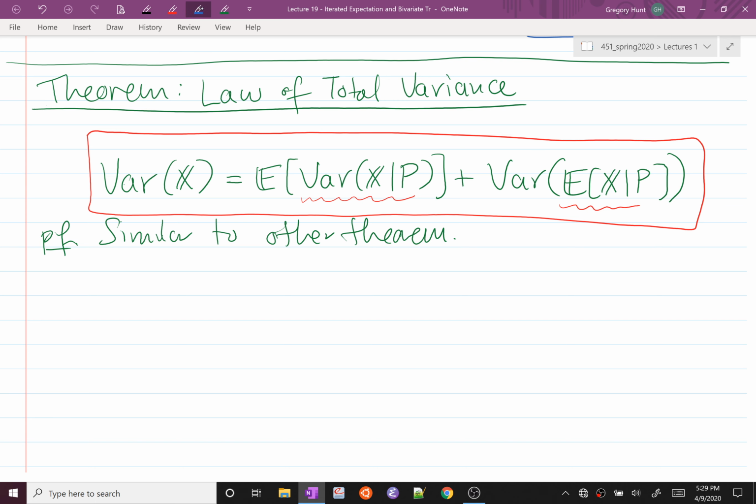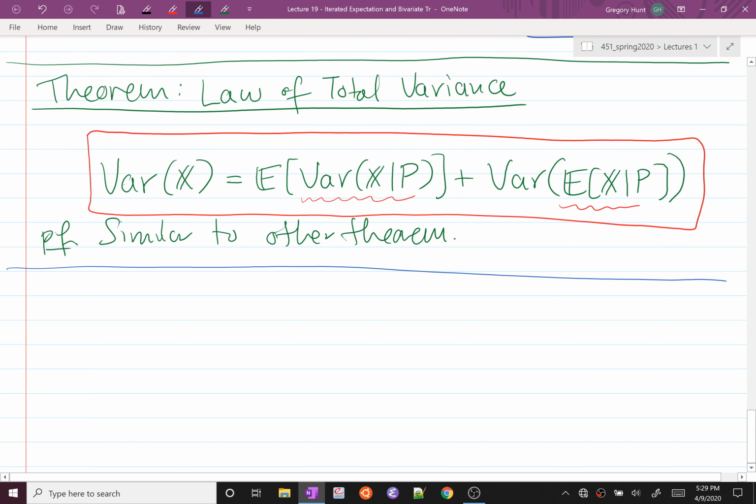So if we go back to our example here, x given p is little p, has a binomial n, p distribution, and p marginally has a beta distribution.